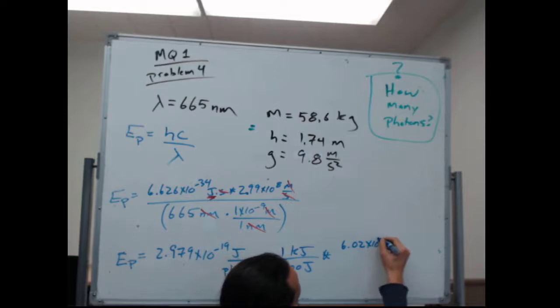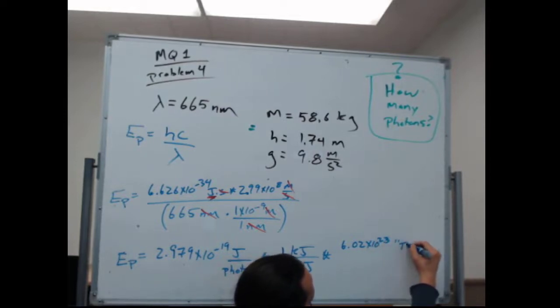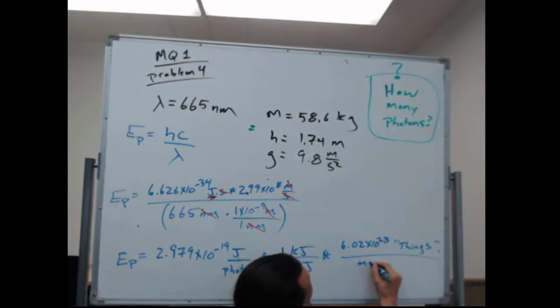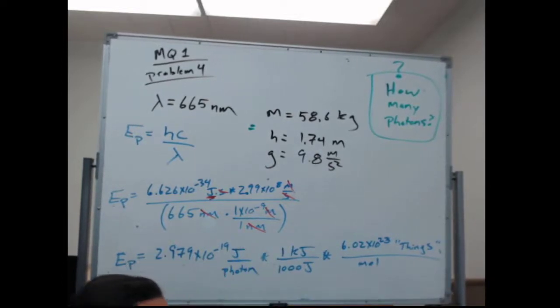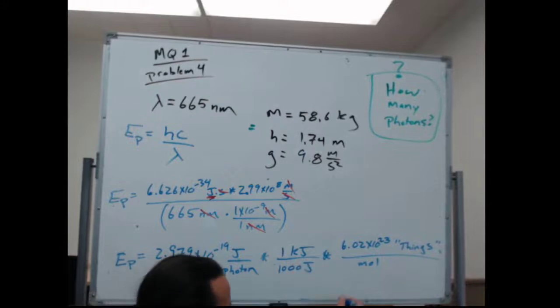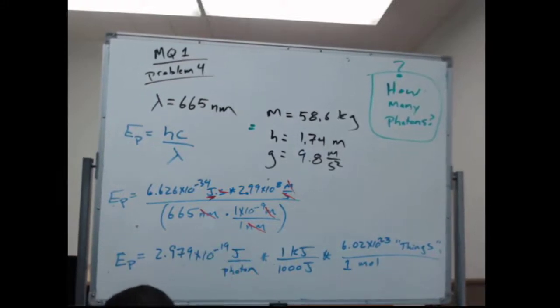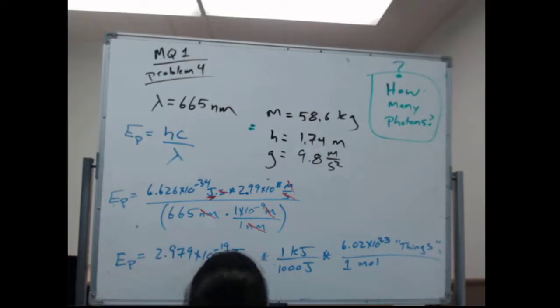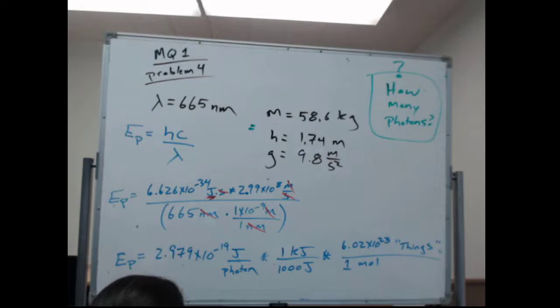And then I'll do 6.02 times 10 to the 23rd things per mole. So this is Avogadro's number. It tells us how many things are in a mole. That number of things could be photons, could be electrons, could be ions, could be molecules, could be anything. That's why I leave it as things. In this particular problem, it's going to be number of photons. We go ahead and we plug that into our calculator.